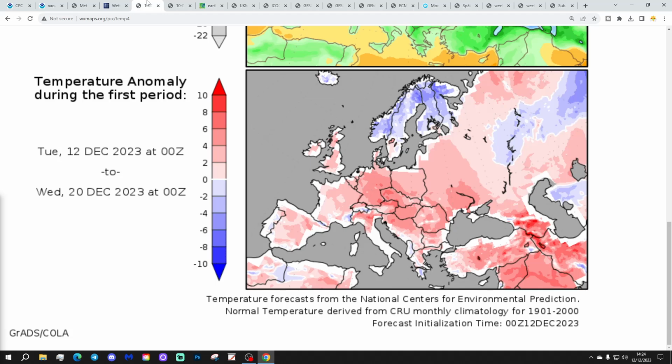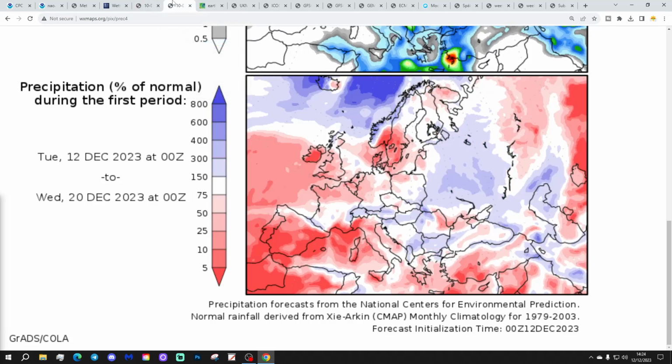Temperature anomalies from the 12th to 20th of December, above average. Precipitation anomalies from the 12th to 20th of December, they're coming out drier than normal in most places. A little bit wetter than average in western parts of Scotland, that's the exception to the rule.